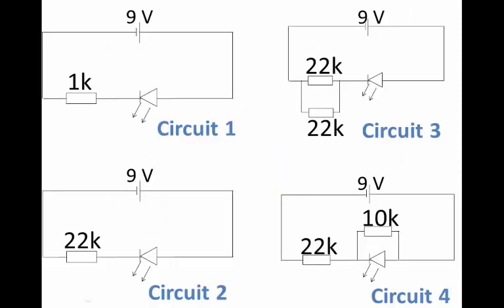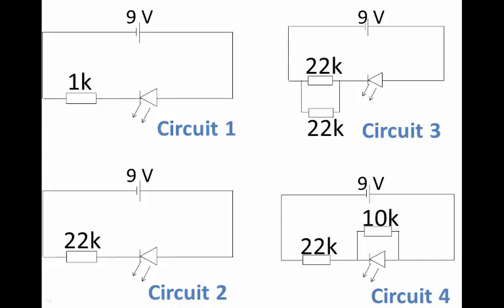So you need to predict which of these 4 circuits is going to have the LED shining brightest. Which one's going to have the LED second brightest, third brightest, and the dimmest. You should pause this movie now and try this yourself before you continue.